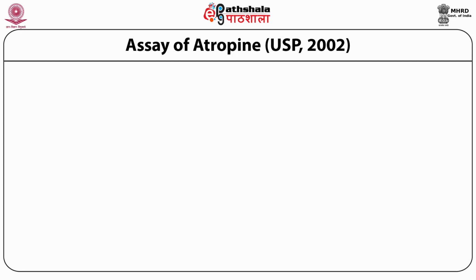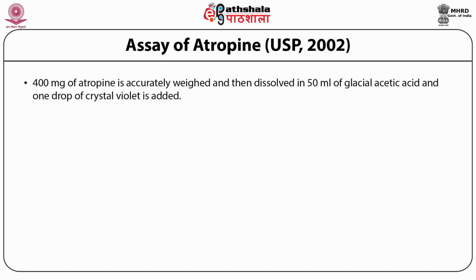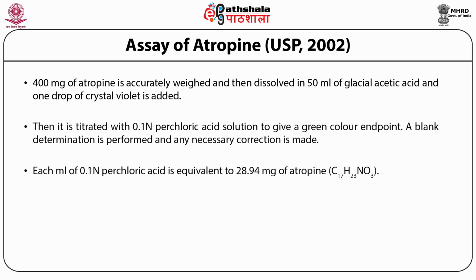So this is a USP method for the assay of atropine, where atropine is accurately weighed and dissolved in 50 ml of glacial acetic acid and 1 drop of crystal violet is added. It is then titrated with N/10 perchloric acid solution to give a green color endpoint. A blank determination is also performed and any necessary correction is made accordingly.